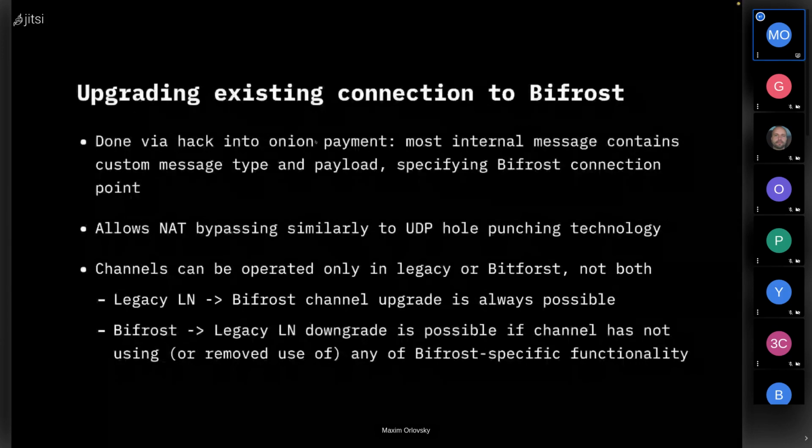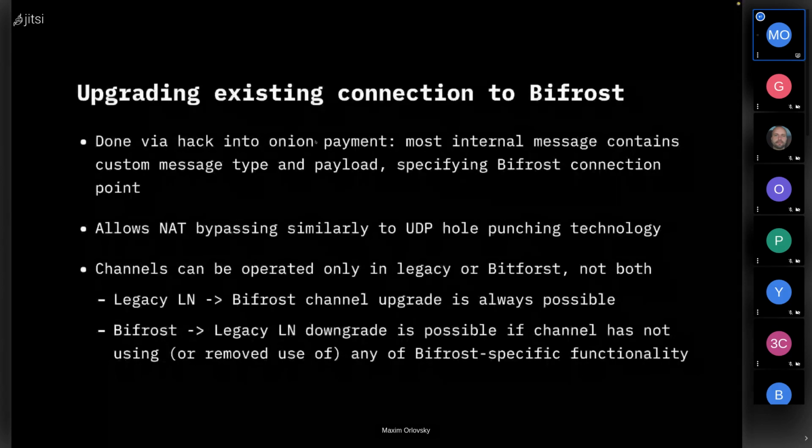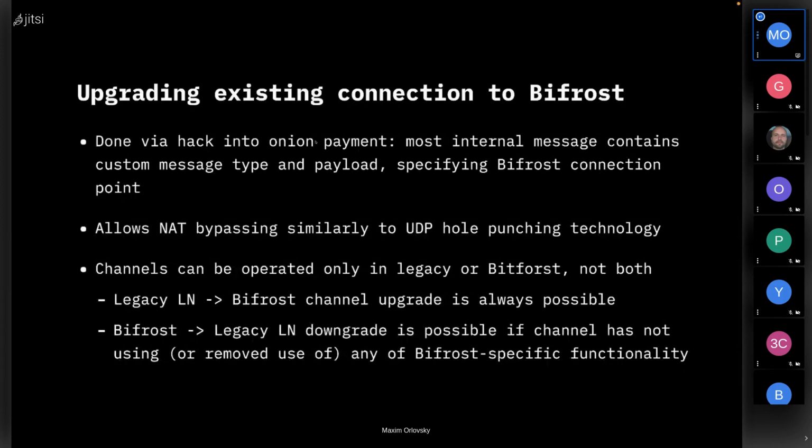Another important point is that existing channels can be migrated to Bifrost. However, each channel should be operated either in the legacy network or inside the Bifrost network using Bifrost messaging. Why? Because if you allow a channel to be operated via two routes at the same time, you will have a lot of collisions. Specifically, if you modify the channel structure via Bifrost, it will become incompatible with the legacy Lightning network, and it will basically break the whole story.